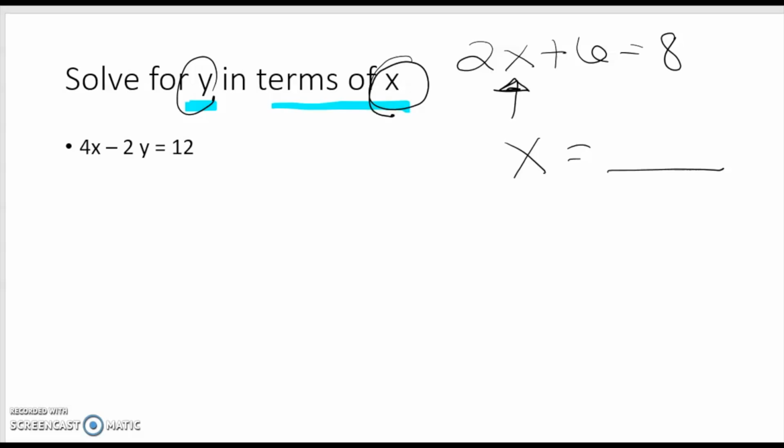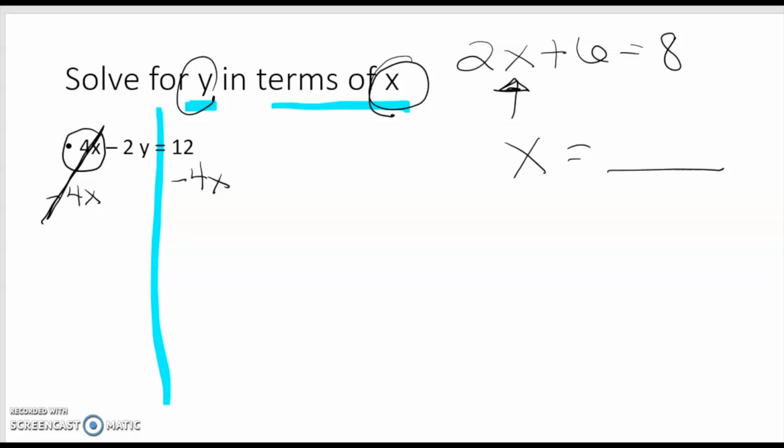So that's what this means, solve in terms of x. So my goal is to get y by itself. So the first thing I'm going to do is move the 4x. So I get rid of a positive 4x by subtracting 4x from both sides. And this is where all of those strategies of solving equations are going to continue to come up as we get ready for algebra. So we had a 4x minus 4x, those are gone.